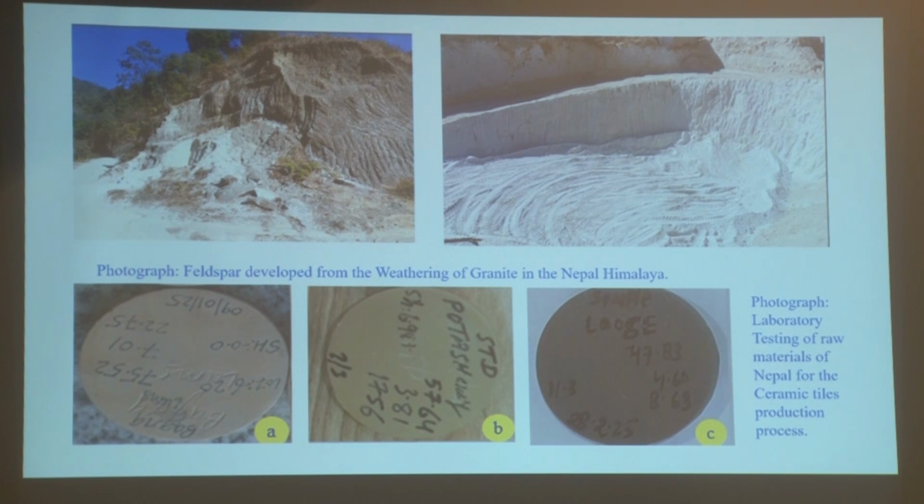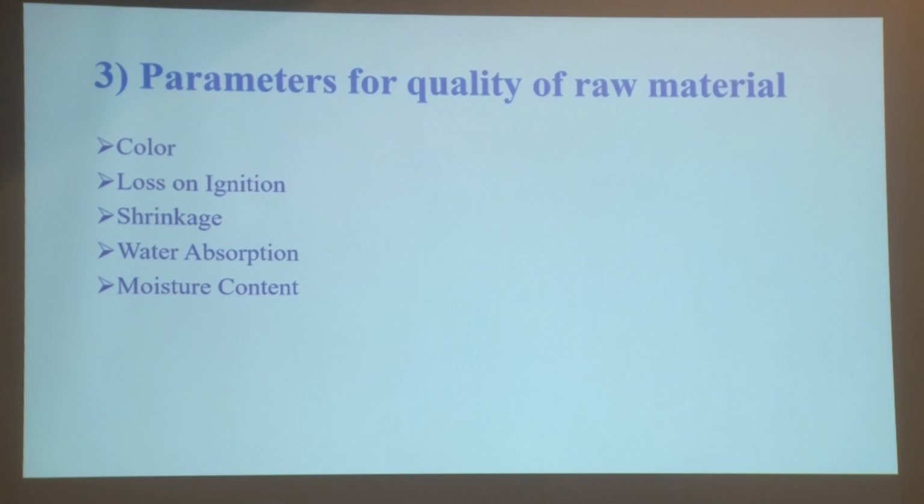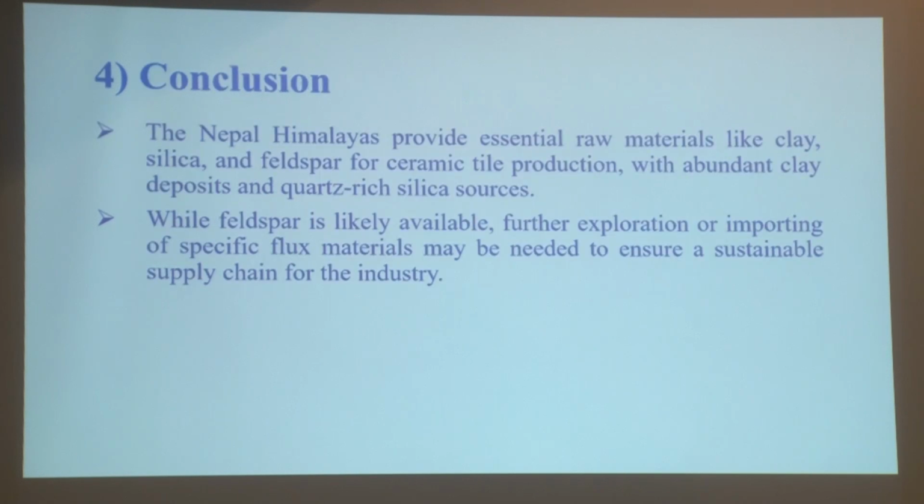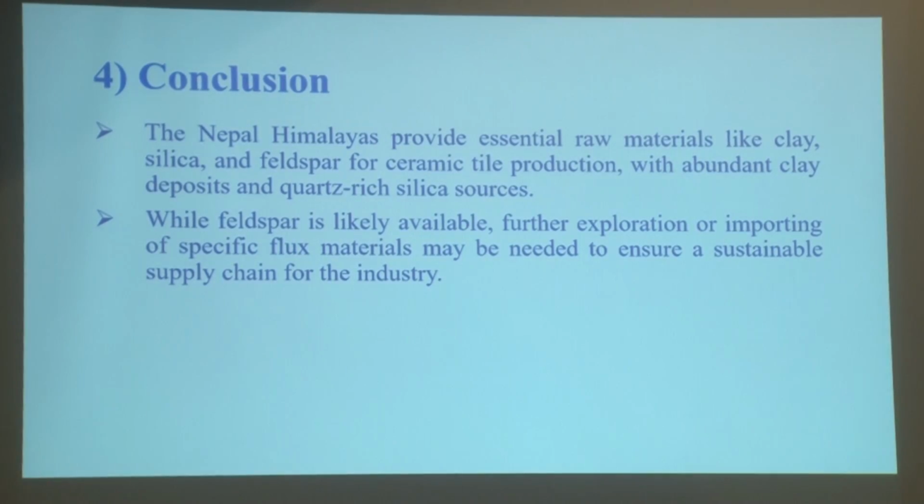Okay, please conclude. Okay, sir. And these are some of the raw materials available in Nepal Himalaya. The parameters used for raw materials are their color, loss on ignition, water absorption and moisture content. And in conclusion, it is evident that clay, silica and feldspar are available in Nepal Himalaya.